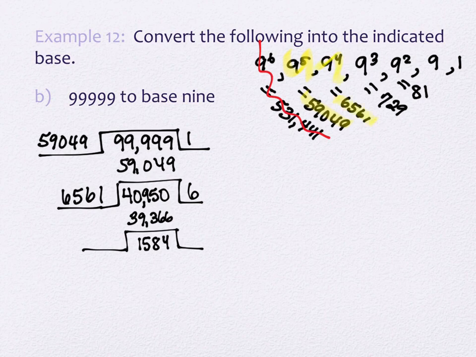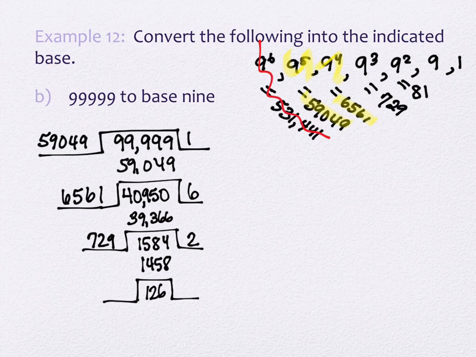Now we'll divide by 729. So how many 729s are there in 1,584? 2 is right. 2 times 729 is 1,458. And again, we subtract. What do we get when we subtract? 126. Uh-huh.